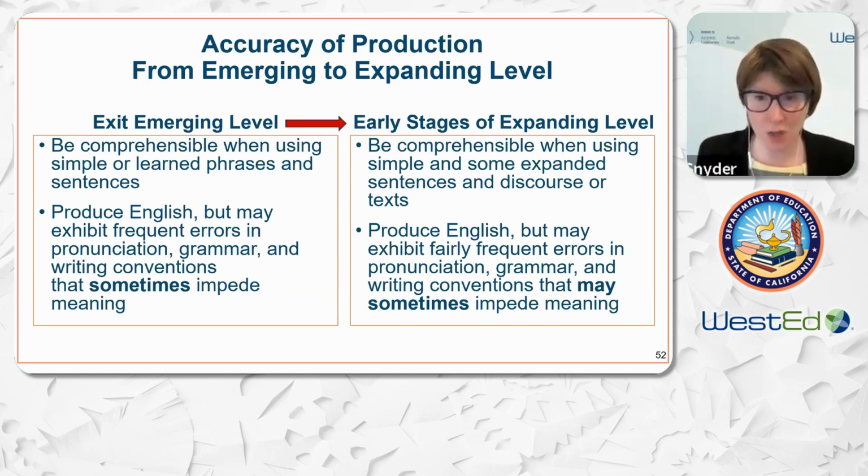At the early stage of the expanding level, EL students are able to be comprehensible when using simple and some expanded sentences and discourse or texts. They are also able to produce English, but may exhibit fairly frequent errors in pronunciation, grammar, and writing conventions that may sometimes impede meaning. So please reflect on the PLDs, analyze the relationship of the descriptors, and identify ELD instructional practices and supports needed to enhance EL students' knowledge of English from one level to the next.